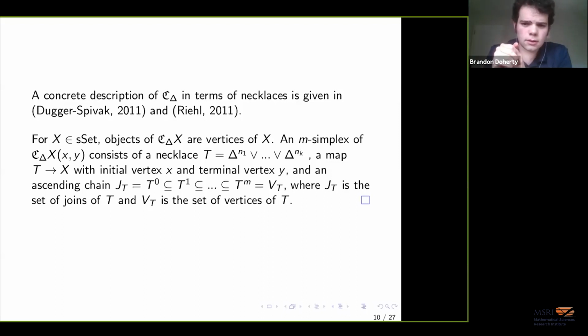And an m-simplex in one of these mapping spaces, say from x to y, would consist of a necklace together with a map from that necklace into the simplicial set X, having x as its initial vertex and y as the terminal vertex, together with an ascending chain of m sets, where m is the dimension of the simplex, which begins with the set of joins in that necklace and ends with the set of vertices. So these sets are all sets of vertices on that necklace containing all the joins.